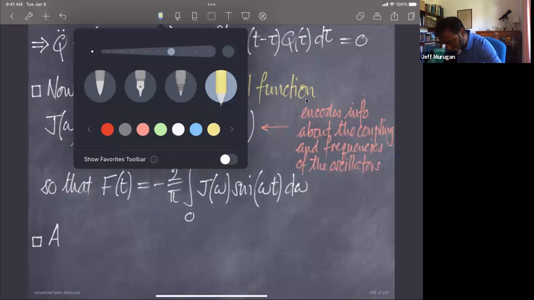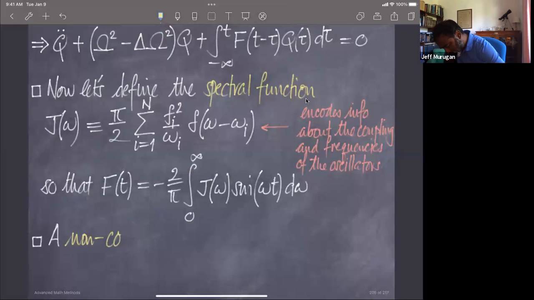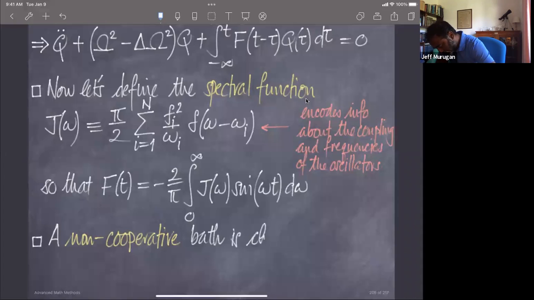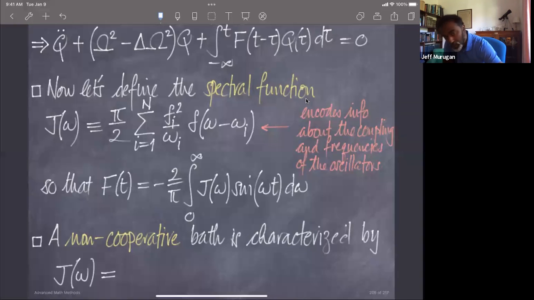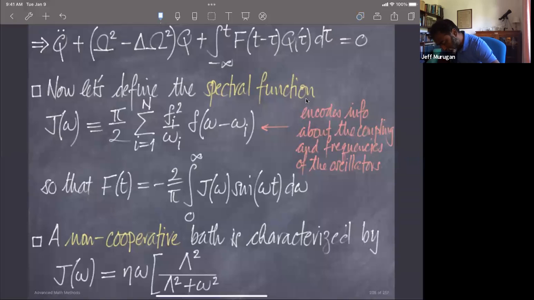So a non-cooperative bath is characterized by a spectral function J of omega equal to eta omega, for some parameter eta, times lambda squared over lambda squared plus omega squared. This lambda here is a cutoff.